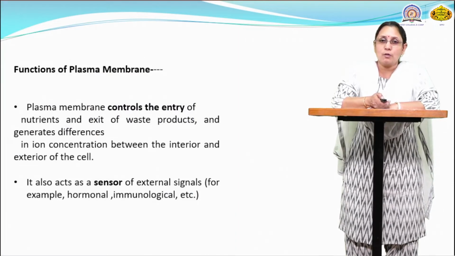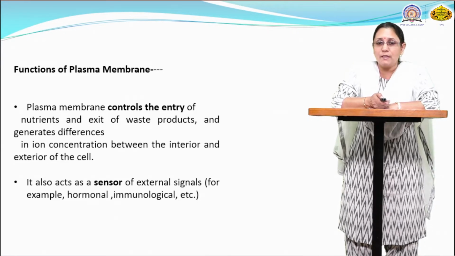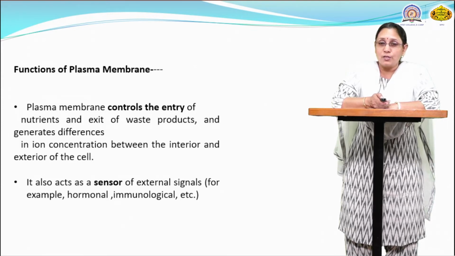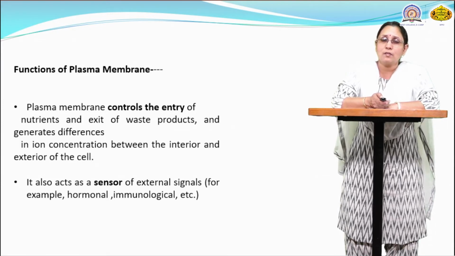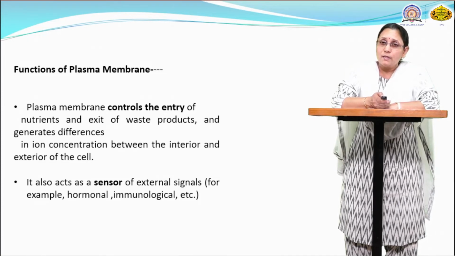Here are the functions of plasma membrane. What is the role of plasma membrane? First, plasma membrane controls the entry of nutrients and exit of waste products and generates differences in ion concentration between the interior and exterior of the cell. Basically all the essential materials, minerals and nutrients will be transported inside the cytoplasm through this structure called plasma membrane, and the same structure works to transport waste material present inside the cytoplasm.